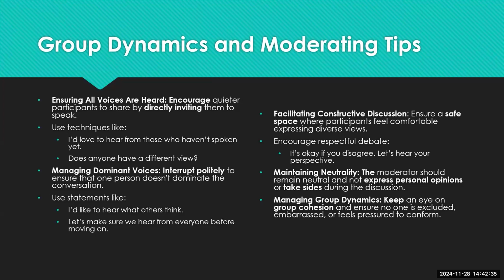So, for example, you can use techniques that directly invite those participants who are not participating in the discussion, such as, "I'd like to hear from those who haven't spoken. Does anyone have a different view?"